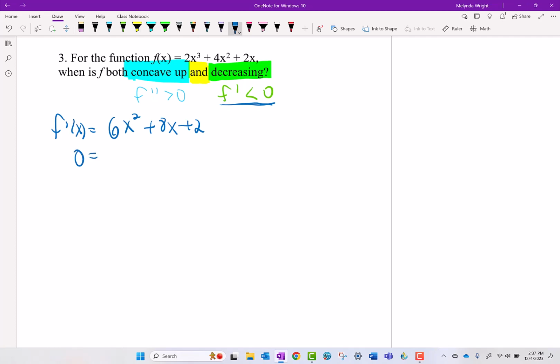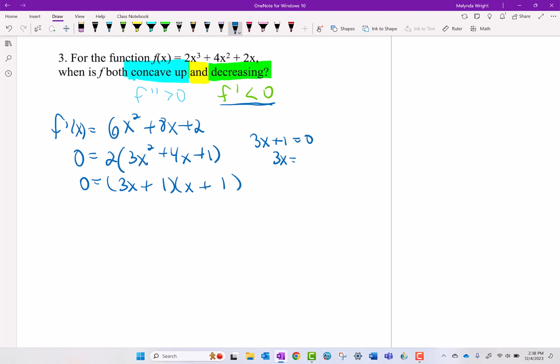Let's see, I don't really like big numbers, so I'm going to factor out a 2. That would just make me happy, so that's what I'm going to do. And then I'm going to factor. Let's see, so we've got 3x and x. Both signs are positive. So let's see, 3x plus 1x is 4x. Okay, we're good. So then we would set each factor equal to 0. So 3x plus 1 equals 0, so 3x is negative 1, so x is negative 1/3.